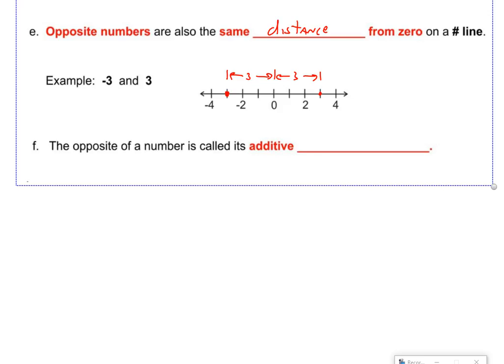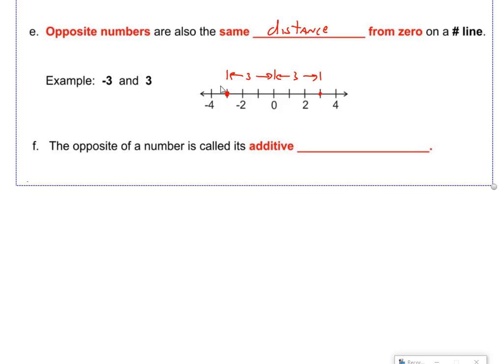All right, and look, we can pick any number we want. 47 and -47, they're both the same distance from 0. Right? You can do fractions. 1/2 and -1/2, they're the same distance from 0. You can do mixed numbers. -7 3/8 and +7 3/8, same distance from 0. You can do variables. Z and -Z. Now, I don't know how far away they are, but I know they're the same distance. All right? They're opposite numbers, they're the same distance from 0 on a number line.